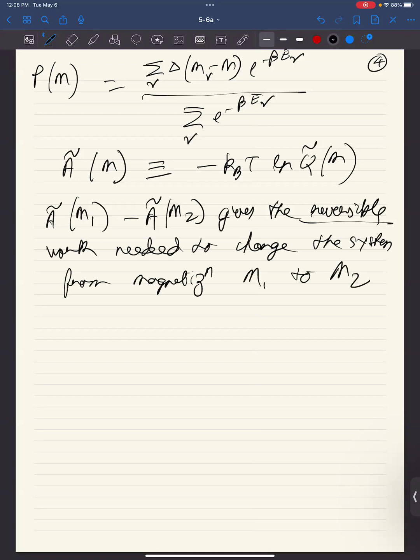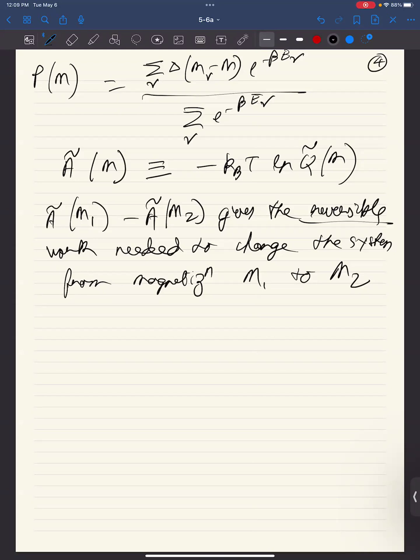So in general, the work done will be more than this difference, right? So we're just talking about the second law of thermodynamics, right? The second law of thermodynamics says work done is always more than or equal to the free energy difference. If you do it reversibly, those two are the same thing, right? So this is the reversible work needed to change the system from M1 to M2.